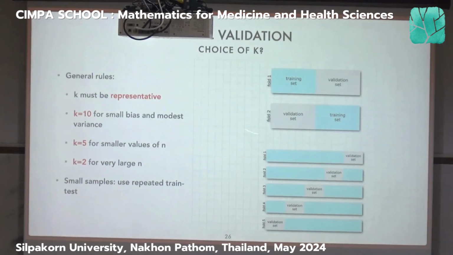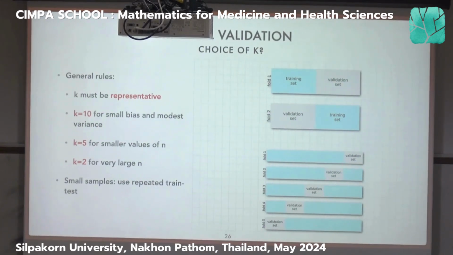Usually there's a big question that you have to choose K. That's not an easy choice, and it can have influence on the parameters. Usually we say K must be representative. That's very easy to say, but it doesn't help you. Usually, if you have large data sets, you use K equals 10. It's known to give a small bias and modest variance.